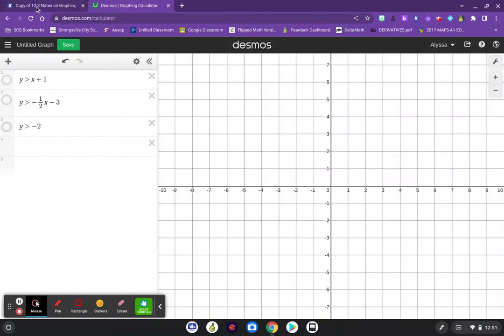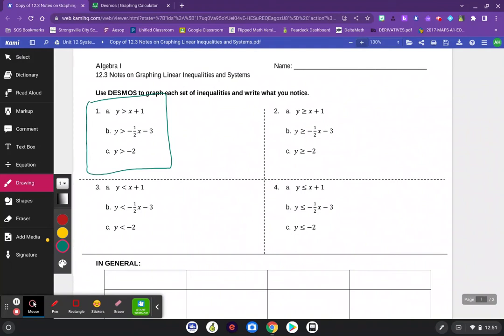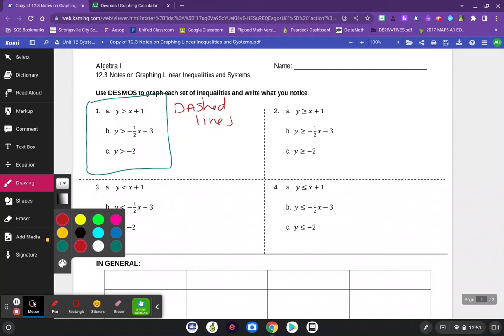And so going back here to the notes where it says, graph each set of inequalities and write what you notice. There are two patterns that I noticed when I looked at each of these linear inequalities. One of the things that I noticed is that all of them had these dashed lines. The other thing I noticed is that we are shaded or colored in, but we call it shaded. We are shaded above, or in parentheses, I'll just say to the right, depending on how slanted that line is. It might look more like it's left versus right. Shaded above or to the right of the line.